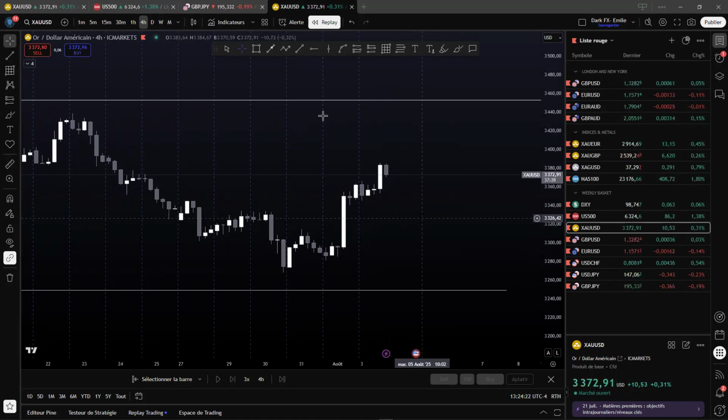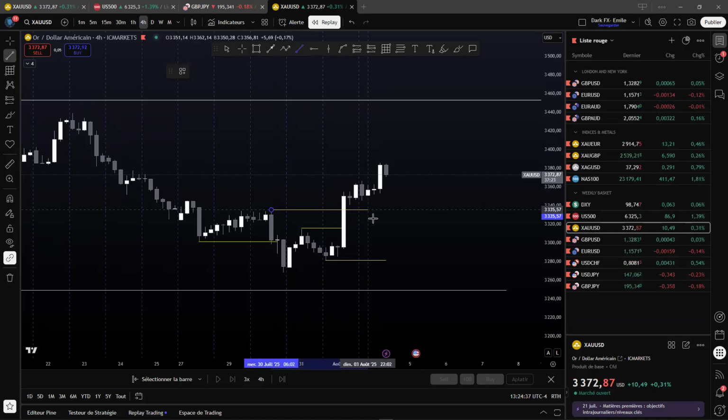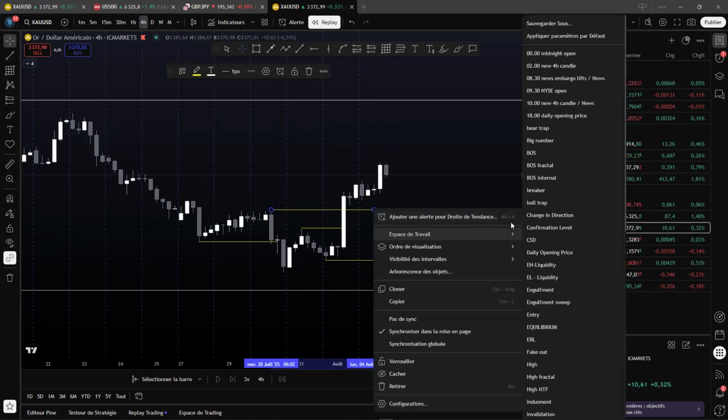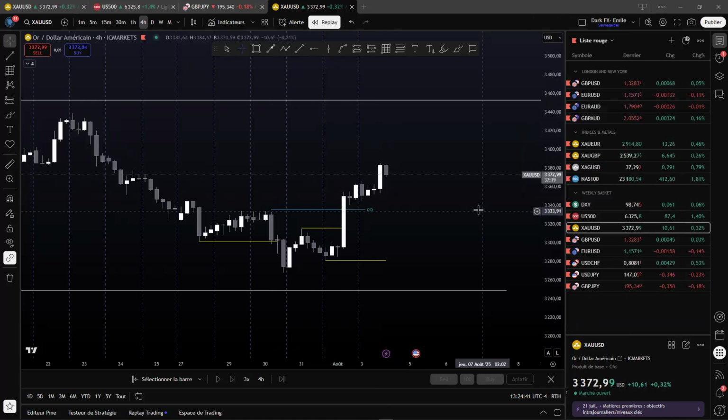Always look for the last break of structure. Remember, this was the last break of structure. Where did it come from? It came from here. What happened before? We took out liquidity here, and then when we closed here, we can call this a change in direction. I already told you this, but we're going to talk about it again.